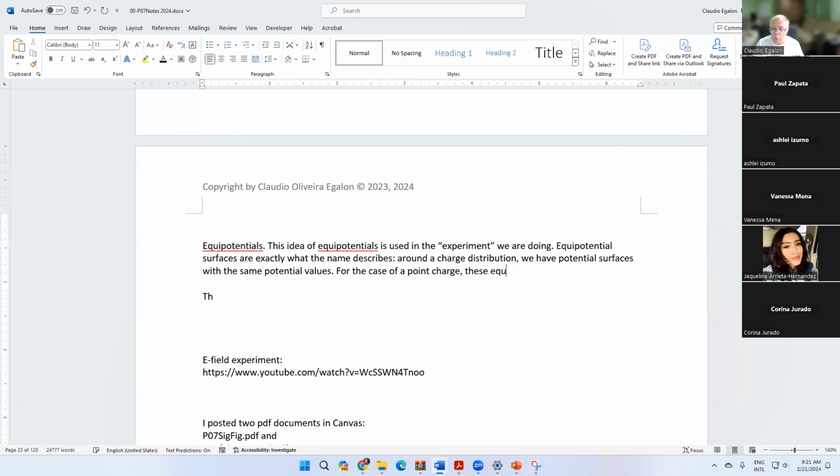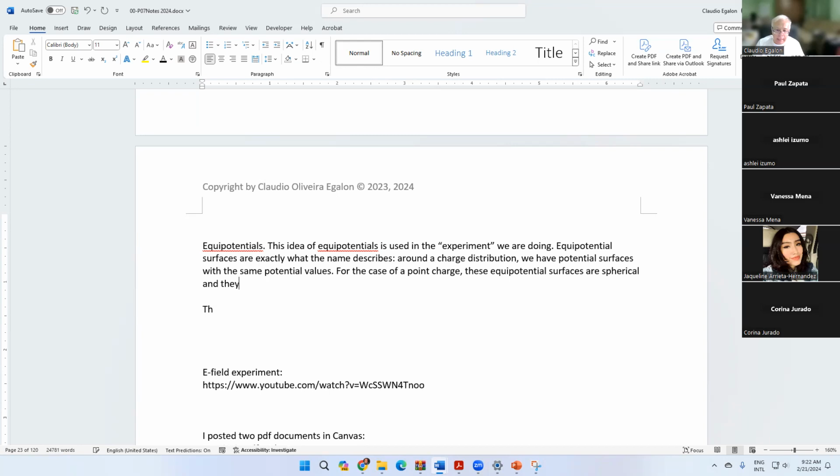Okay? For the case of a point charge, these equipotential surfaces are spherical. And very important too, they do not intersect with one another. Okay? They do not intersect with one another. That's the simplest one that you can visualize.